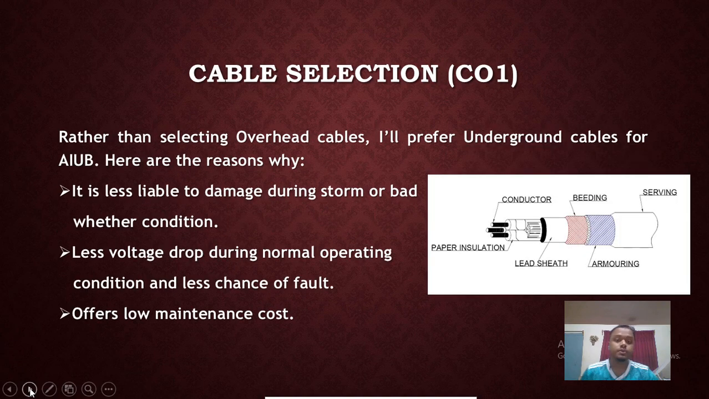Now, for the cable selection. Rather than selecting overhead cable, I will prefer underground cable for AIUB, and here are the reasons why. An underground cable essentially consists of one or more conductors covered with suitable insulation and surrounded by some protective layer. It is less liable to damage during storm or bad weather conditions, has less voltage drop during normal operation, less chance of fault, and offers less maintenance cost.